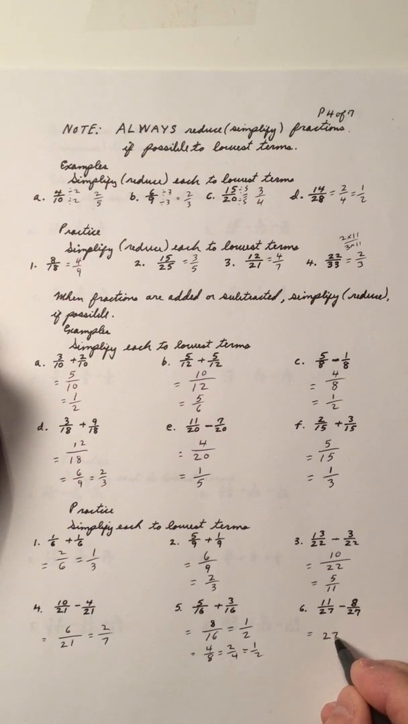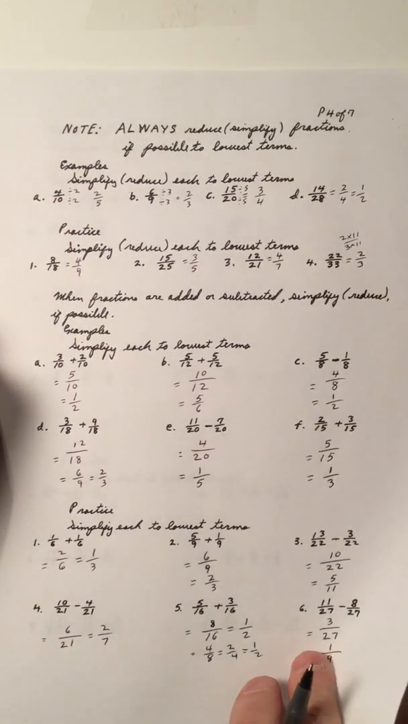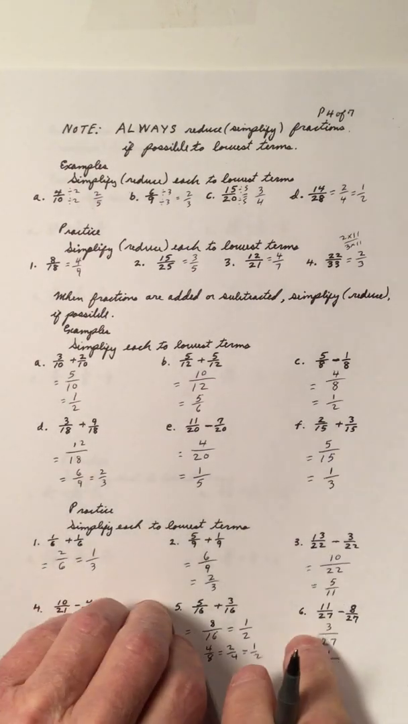27 is a common denominator, write it down. 11 subtract 8 is 3. Is 3 a factor of 27? Yes. 3 into 3 goes once. 3 into 27 goes 9. Always reduce fractions. It just makes it easier if you had to work it further.